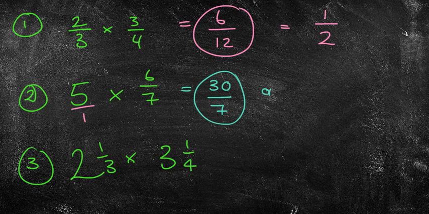You could write it as a mixed numeral and say, well, 4 7s are 28. And that means we've got 2 sevenths left over. So both those answers would be correct. I wonder if you got that one right.